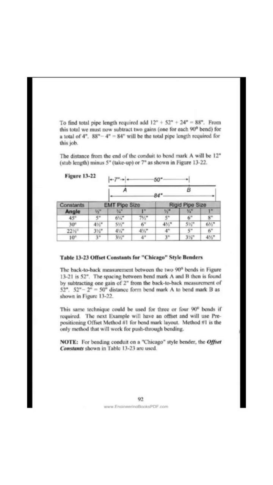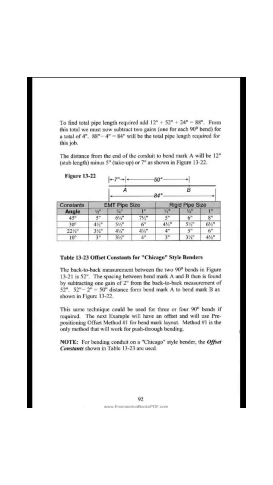Table 13-23, offset constants for Chicago-style benders. The back-to-back measurement between the two 90 degrees bends in figure 13-21 is 52. The spacing between bend mark A and B then is found by subtracting one gain of 2 inches from the back-to-back measurement of 52. 52 inches minus 2 inches equals 50. Distance from bend mark A to bend mark B as shown in figure 13-22. This same technique could be used for 3 or 4 90 degrees bends if required.